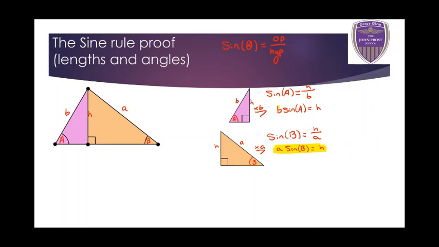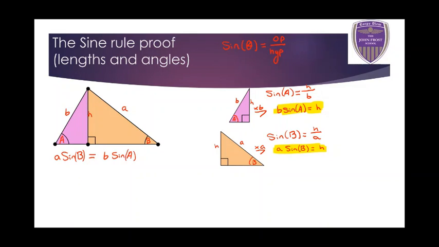What you should notice now is that we have now got two equations that are both equal to the same thing. So now we've got B sine angle A is equal to height. We've also got A sine B is equal to height. So because they're equal to the same thing, we can now put these two things equal to each other, okay? So let's just do that. So over here now, I'm going to do A sine of angle B is equal to B sine A.